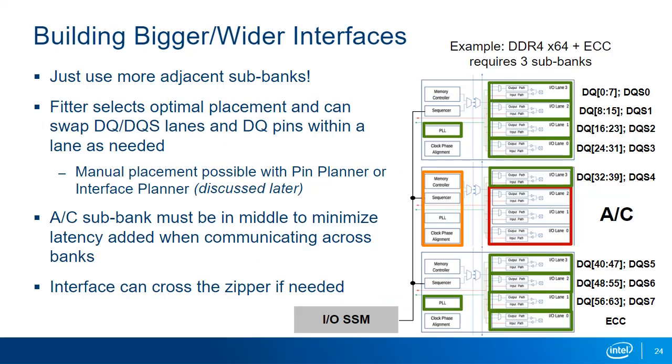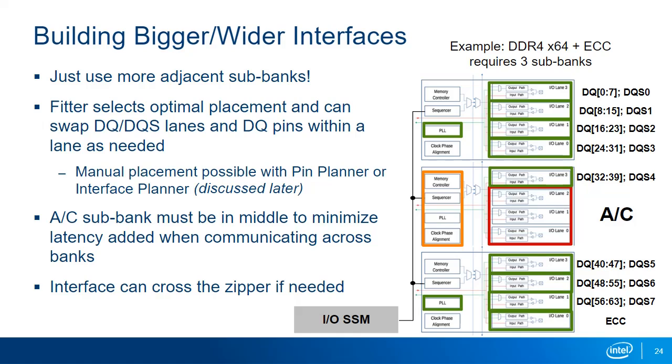The architecture of the I/O subbanks makes it easy to create larger interfaces. Larger interfaces simply use more adjacent subbanks. The I/O lanes used for the address and command signals must be in the middle subbank if the interface uses an odd number of subbanks. If the interface uses an even number of subbanks, the address and command signals should be in one of the 2 central subbanks to minimize latency when communicating with the other banks.